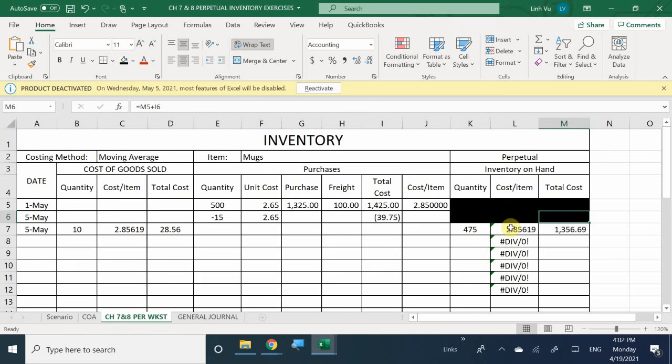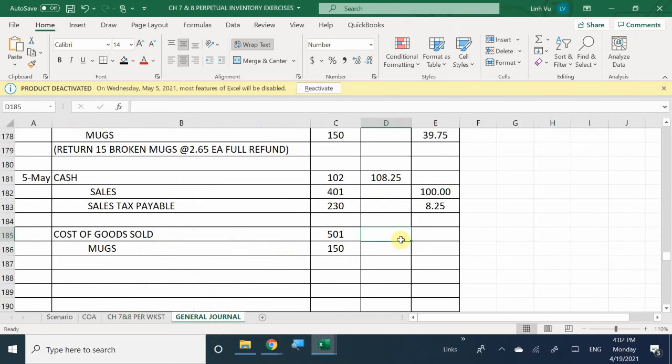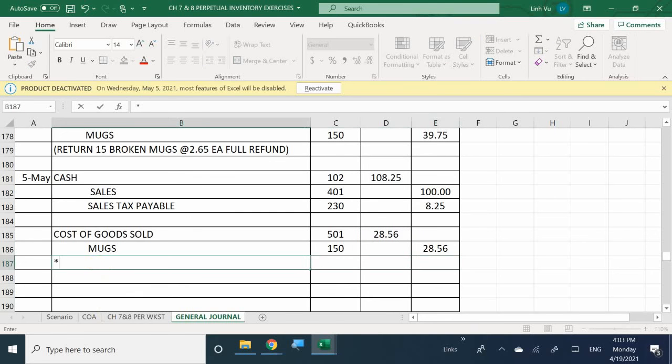Therefore, it has recalculated my new average cost per item. Okay. 619. Yep. It should stay the same. So here we know for a fact that we sold a total of $28.56. So we could go ahead and journalize that. Right? So we could say 28.56 is my journal. And I'm going to make a note that I sold 10 mugs.